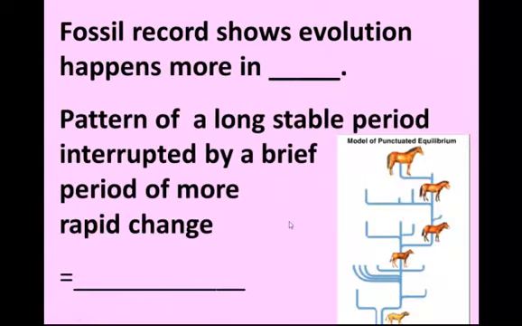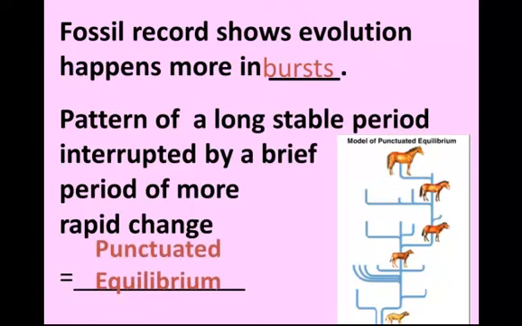But that's not the only pattern that we see in the fossil record. The fossil record also shows in some kinds of organisms that evolution happens much more quickly. And instead of slow baby steps change over time, we actually see kind of bursts of evolution, where rapid, quick change, and then long periods of stable, no change over time. And that idea of long, stable pattern of no change interrupted by rapid change is called punctuated equilibrium. And that's the last kind of pattern that we see in the fossil record.